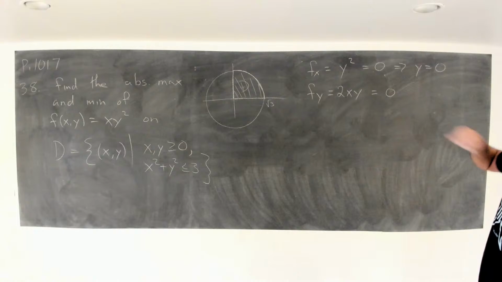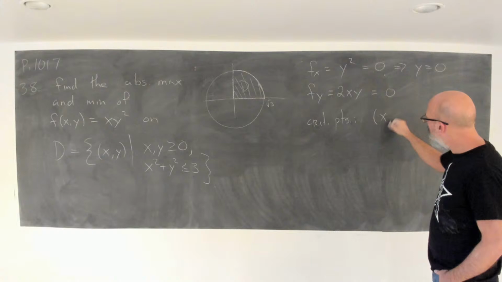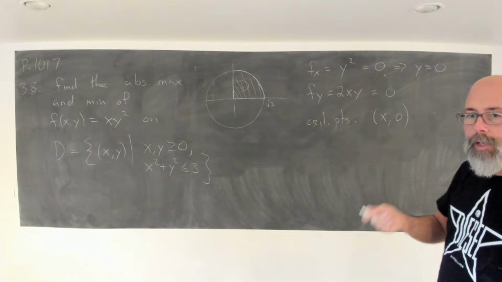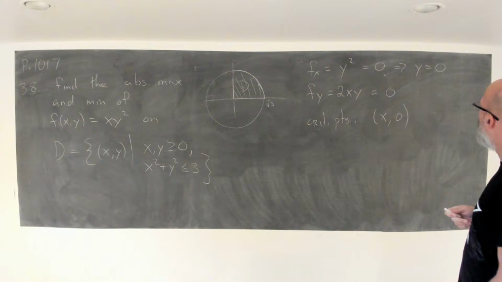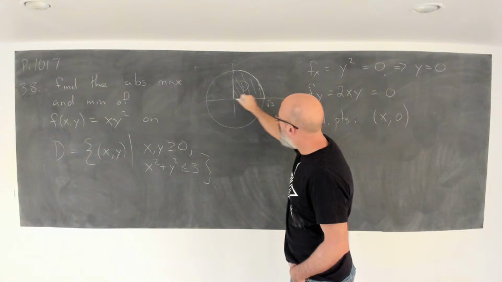So if y is 0, this whole thing is 0. So critical points, regardless of what x is, as long as y is 0, we're good to go. So the whole x-axis is critical points. So in particular, this whole line segment, which is in the domain.